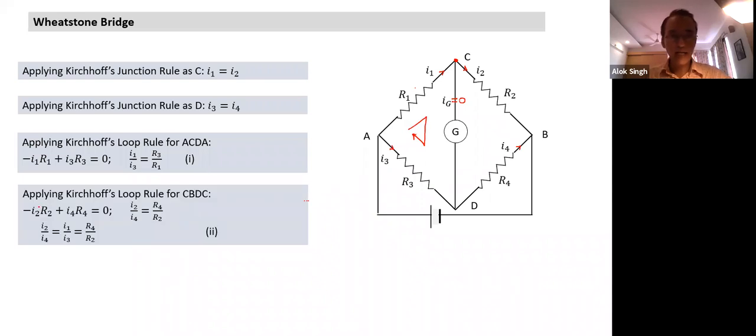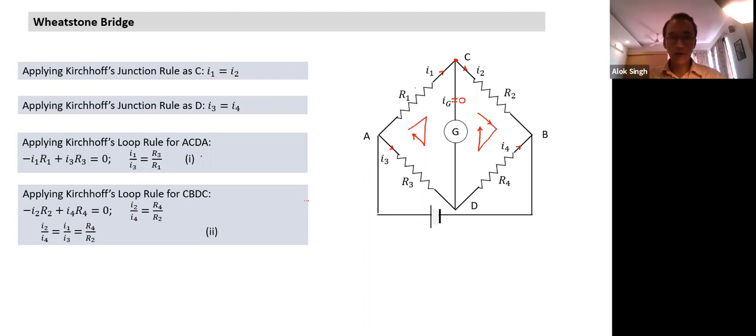In a similar way, I apply Kirchhoff's loop rule for the second loop, which is CBDA. How do I write the equation in this loop? Along the direction of current, minus I2 R2. Again, opposite to the current, hence plus sign, plus I4 R4 is equal to 0. It gives me I2 by I4 is equal to R4 by R2. But what is I2 equal to? I2 is equal to I1 and I4 is equal to I3. So if I substitute, it becomes I1 by I3 is equal to R4 by R2.